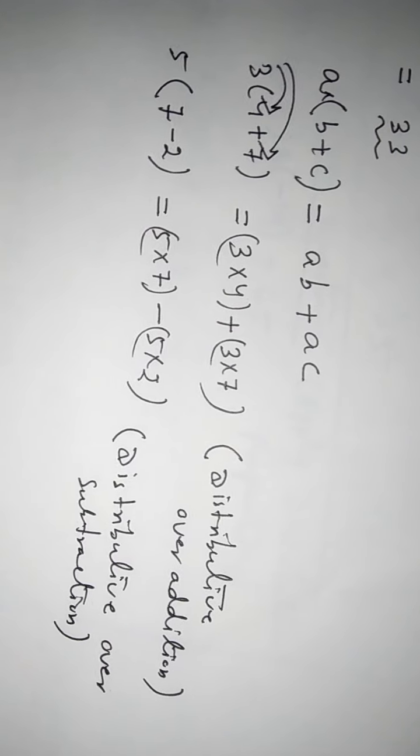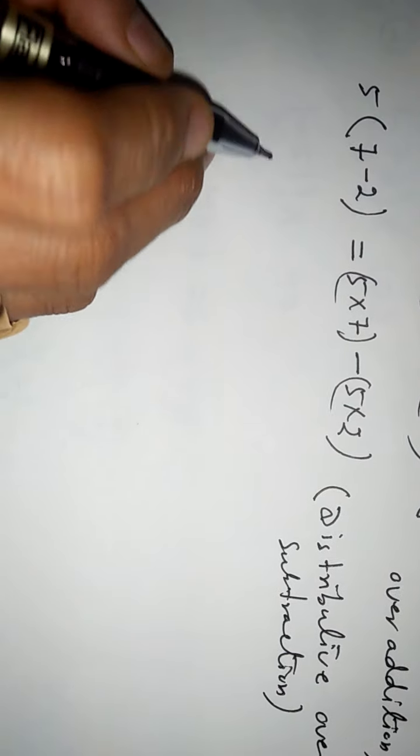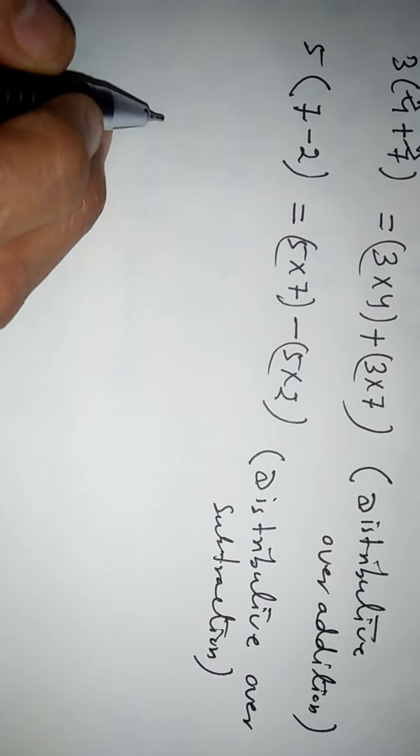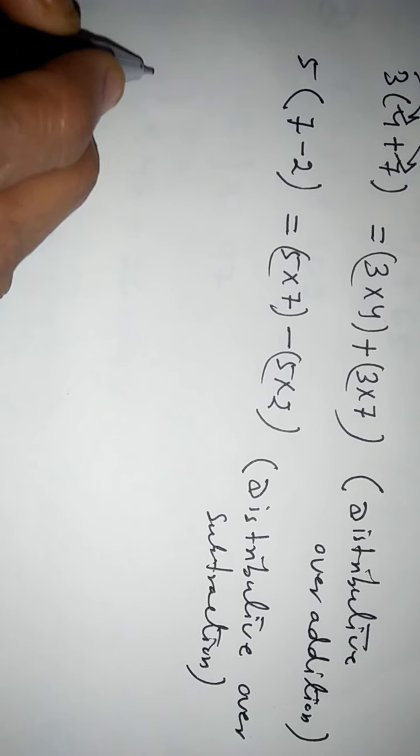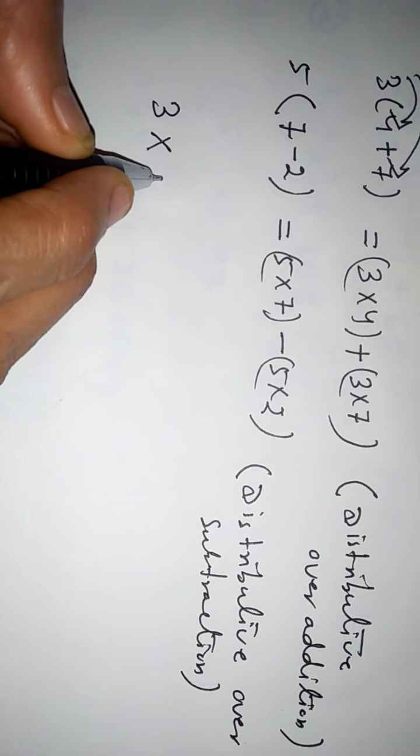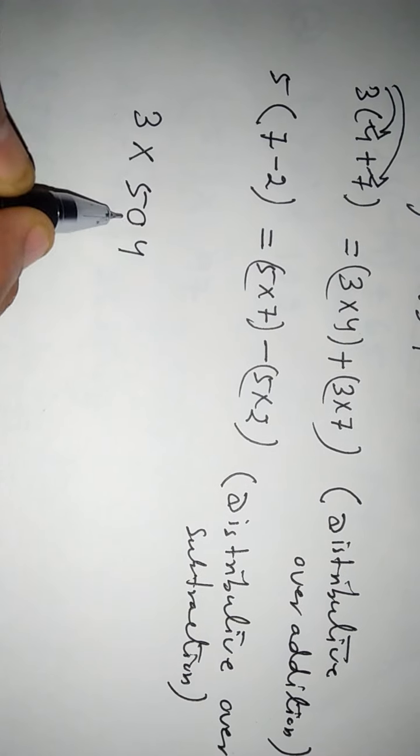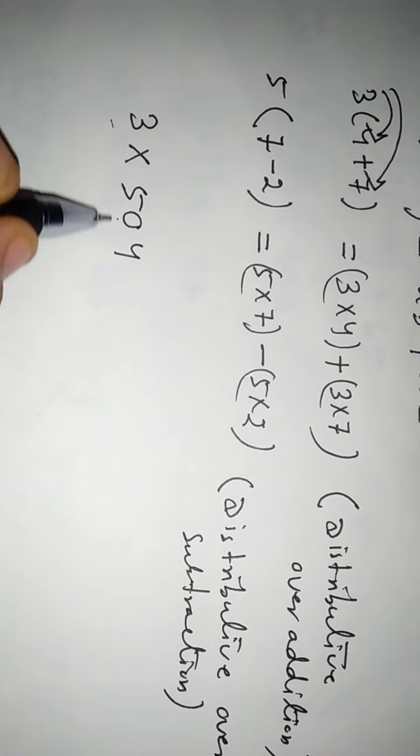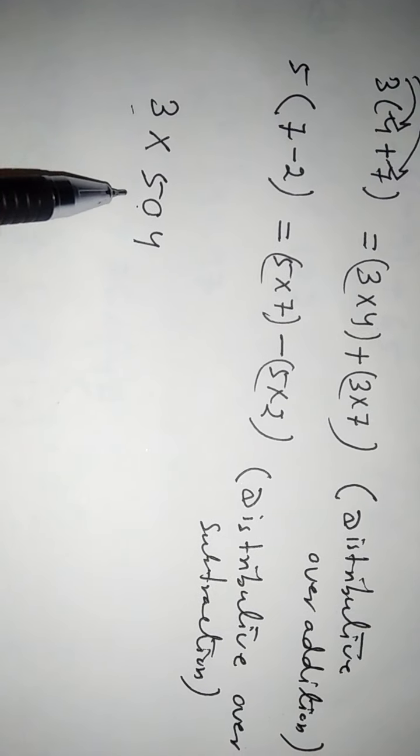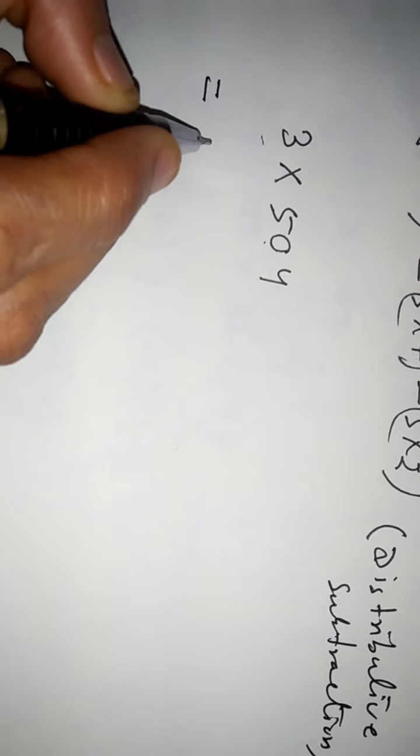You should know that the distributive property is very important from the calculation point of view. How to make the calculation easy? By applying this distributive property. So you see, if I write 3 into 504, the calculation requires you to multiply these two, but I am going to apply this distributive property to calculate it. How to do the solution?